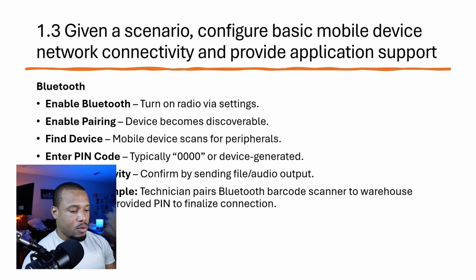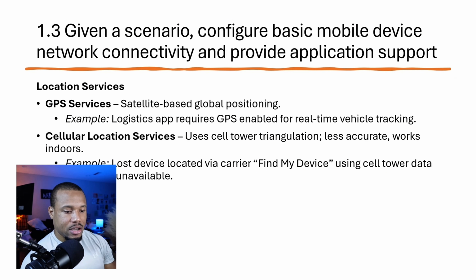Location services allow mobile devices to determine their position for navigation, tracking, or security. GPS services rely on satellites to provide precise global positioning. For example, logistics apps often require GPS to track delivery vehicles in real time. However, GPS does not always work well indoors, so devices can fall back on cellular location services, which use cell tower triangulation. This method is less accurate but still effective for general location tracking, especially inside buildings.